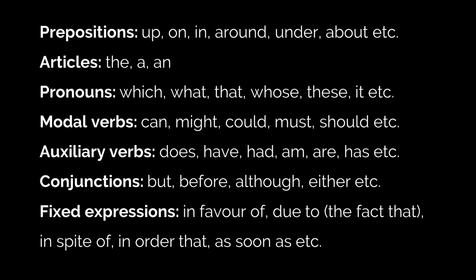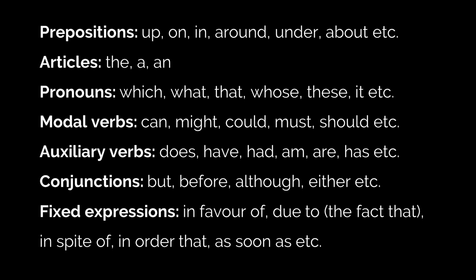These are the kinds of words that you need to think about when you do part 2. Prepositions like up, on, in, around, under, about, etc. Articles, the, a, and an. Pronouns like which, what, that, whose, these, it, etc. Modal verbs like can, might, could, must, should, and auxiliary verbs does, have, had, am, are, has, etc. And also conjunctions like but, before, although, either.